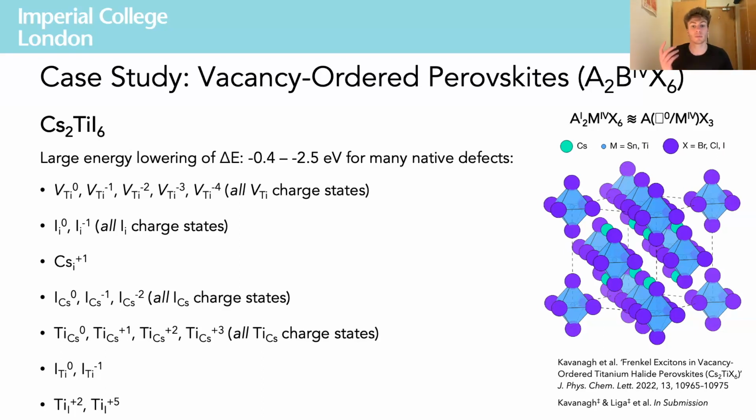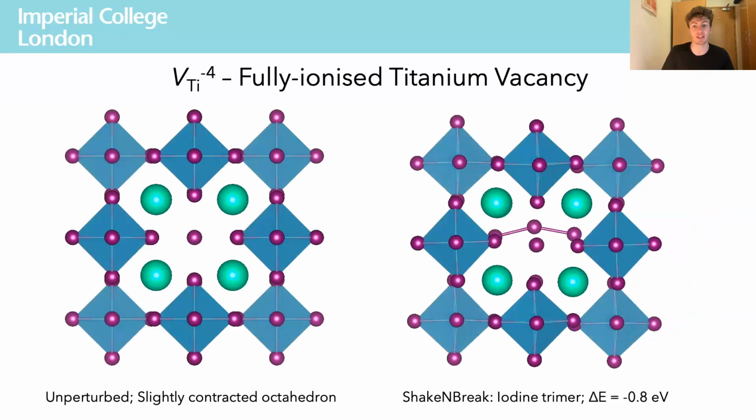To quickly show some examples of the reconstructions we observe in this case, we can see here that for the fully ionized -4 charged titanium vacancy, a standard unperturbed defect relaxation yields a slightly contracted octahedron at the vacancy site, where ShakeNBreak identifies this iodine trimer structure, where one of the vacant octahedron iodines displaces toward the vacancy site to form these trimer bonds, lowering the energy by close to 1 electron volt.